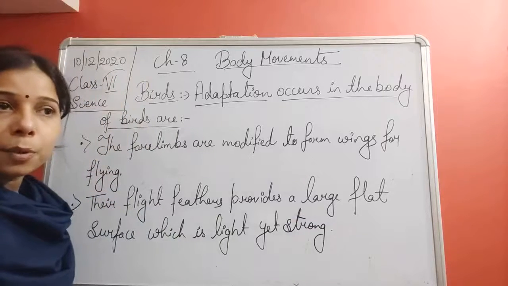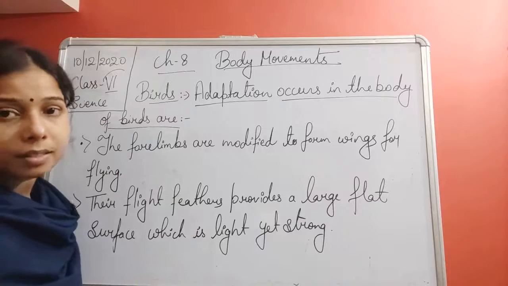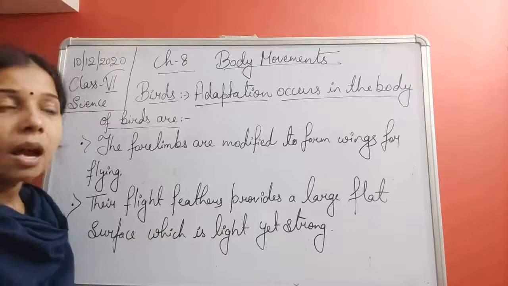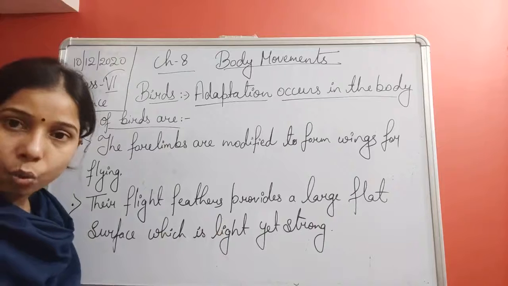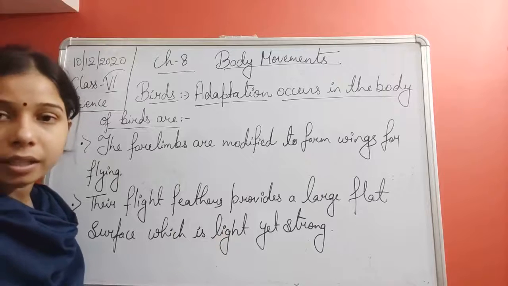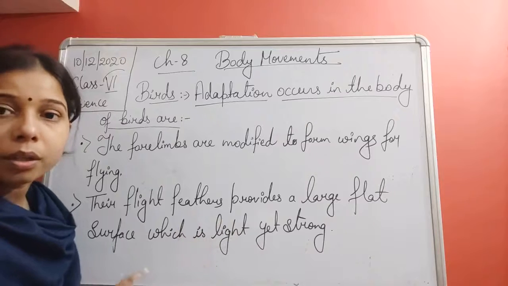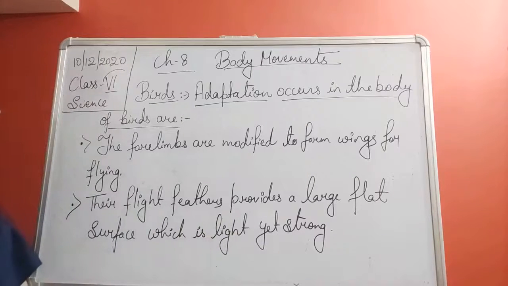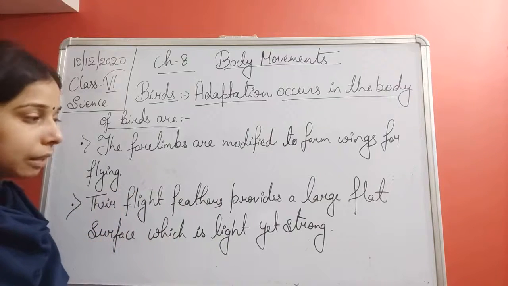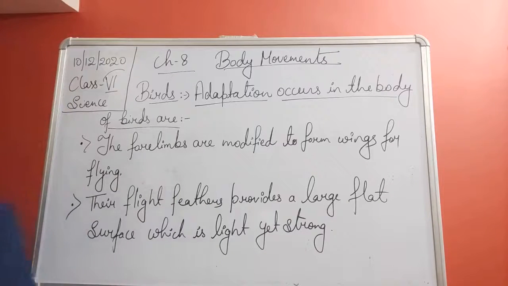So their feathers provide a large surface, students. If it is a large surface, ultimately it will help them to balance in the air. The flat surface is light, and due to the light surface they are able to fly easily in the air. But even though they are light, they are strong also. They are not weak. So the first thing we have seen is that the forelimbs are modified to form wings for flying, and the second is that the flight feathers provide a large flat surface which is light but strong.